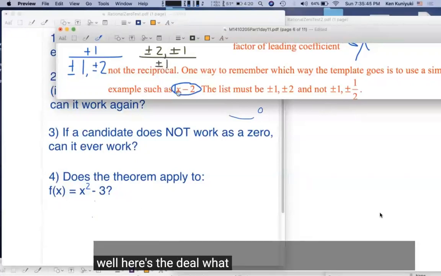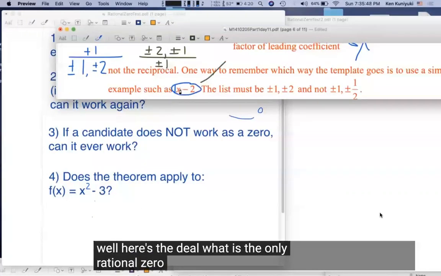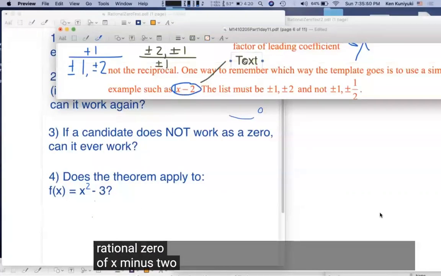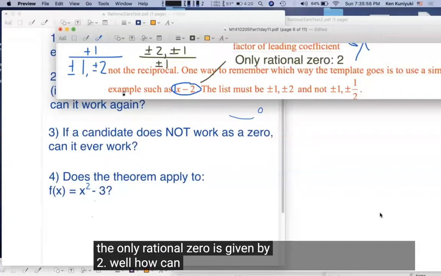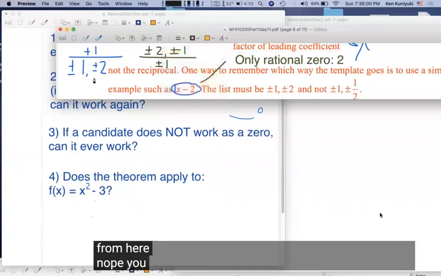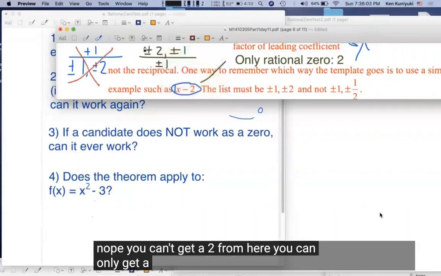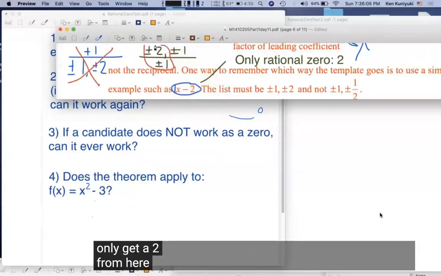Well, here's the deal. What is the only rational zero of x minus 2? The only rational zero is given by 2. Well, how can we get 2? Can we get a 2 from here? Nope. You can't get a 2 from here. You can only get a 2 from here. So it better be factors of -2 over factors of 1 and not vice versa.